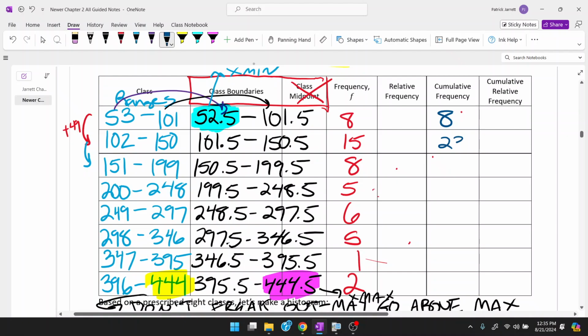And then we add what? We add 8 or 18? 8. Oh, don't write the 8. There you go, 31, 36, 42, 47, 48, and then 50.